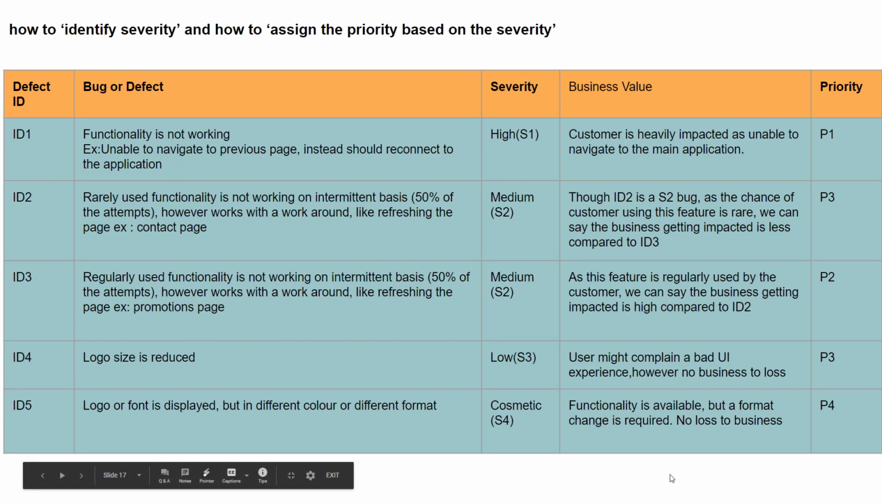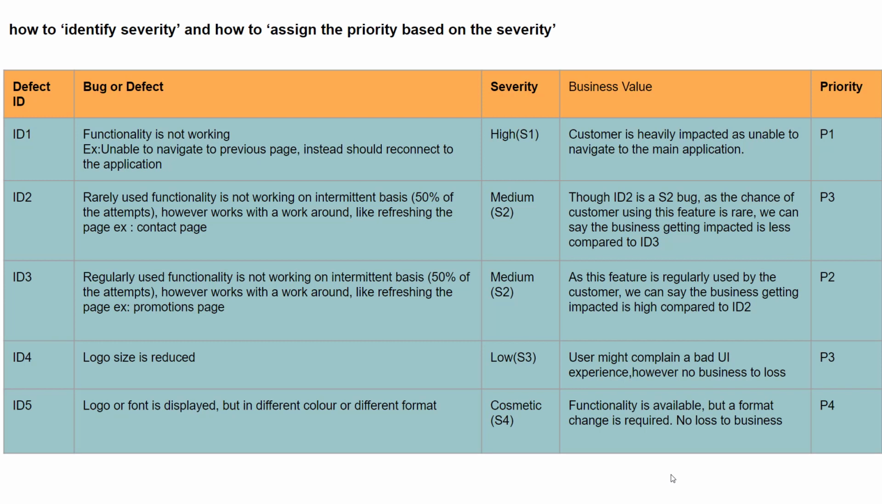So this is completely depending upon how the company is going to classify the severity and priority attributes to the defects. And I hope now we are clear that first severity needs to be decided, and once the severity is decided, we need to assign the priority based on how badly the business is getting impacted.